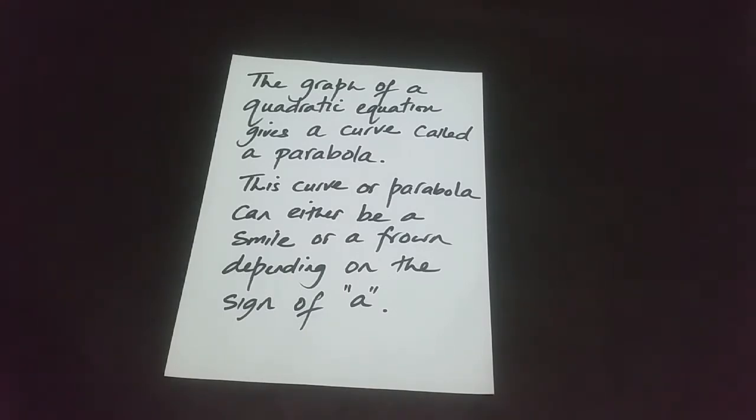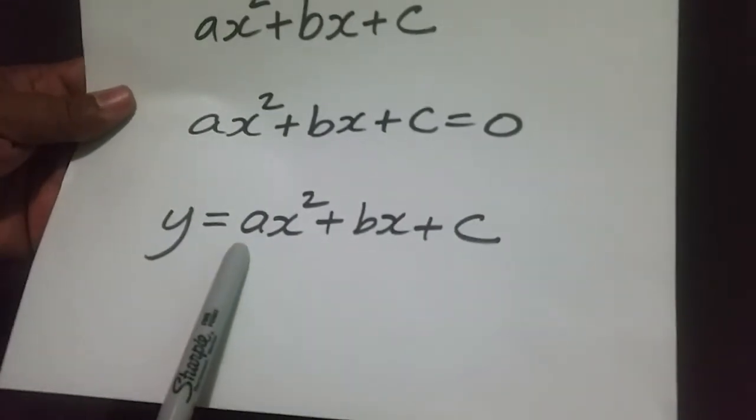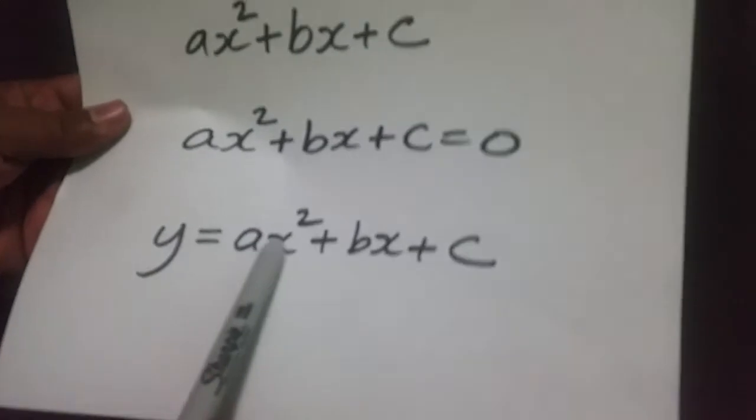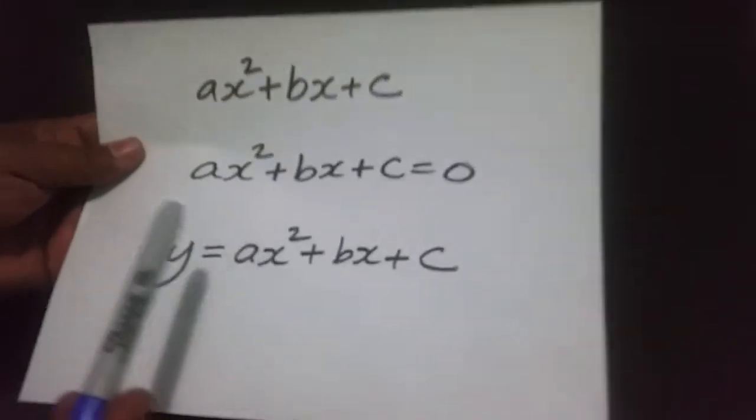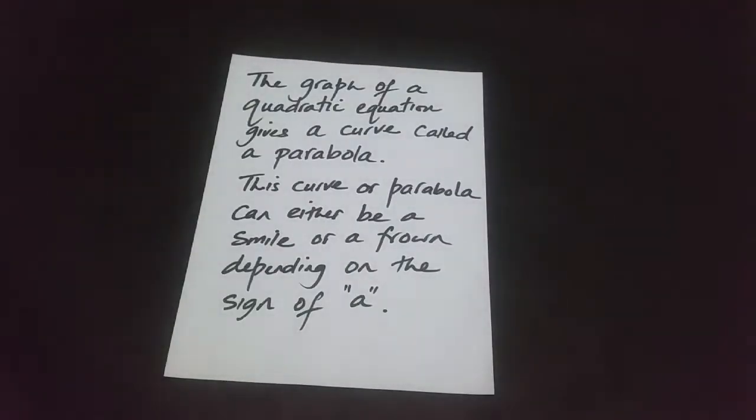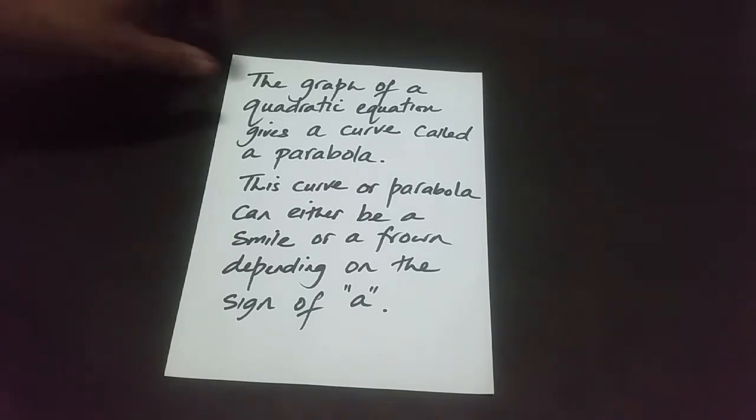Now, this curve or parabola can either be a smile or a frown, depending on the sign of a. And what a are they talking about? Well, they're talking about the a which is the coefficient of x squared here, this a value here. And you're going to see very soon what we mean by that. So again, this curve or parabola can either be a smile or a frown, depending on the sign of the value of a.